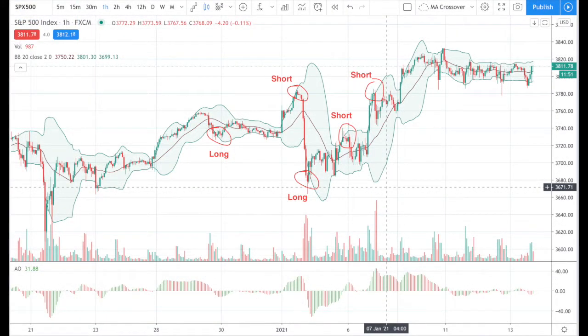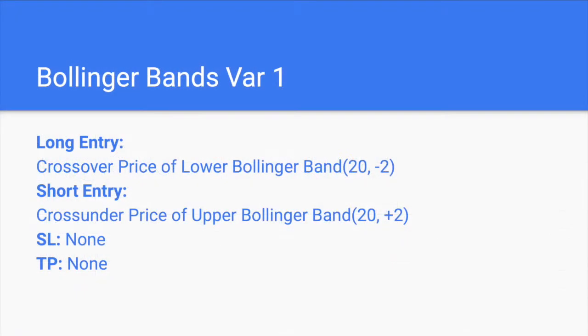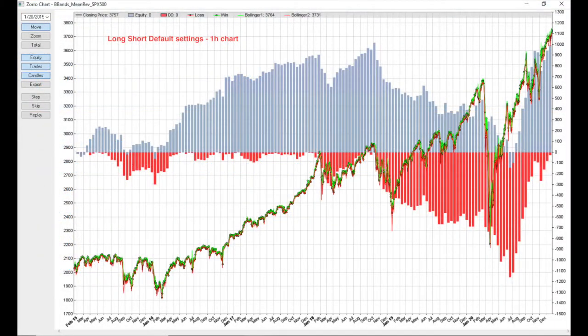So let's test the S&P 500 with multiple versions and see what happens. We're going to start with the default parameters and go long when the price crosses over the lower Bollinger Band and short when the price crosses under the upper Bollinger Band. We're going to run this on the hourly chart on the S&P using one lot for each trade, with no stop loss and no take profits.